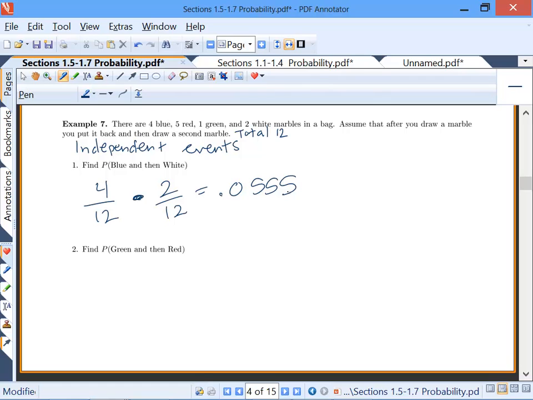And if I want a probability of a green and then a red, let's see, so green would be 1 out of 12, and the probability of red is 5 out of 12. Notice my denominator stays the same because I put the marble back.